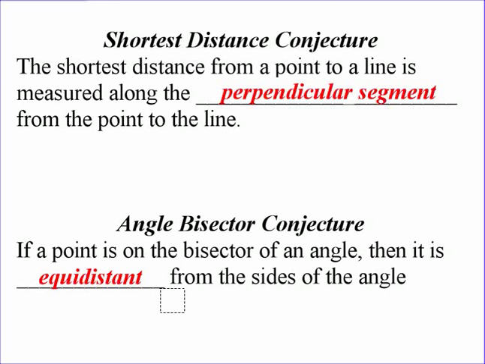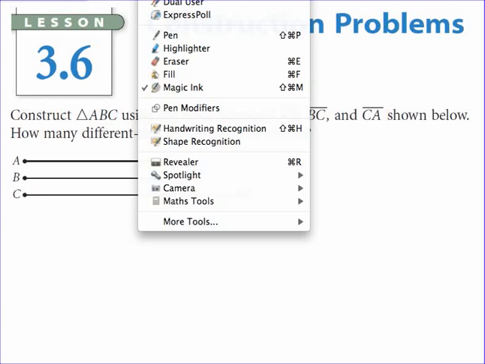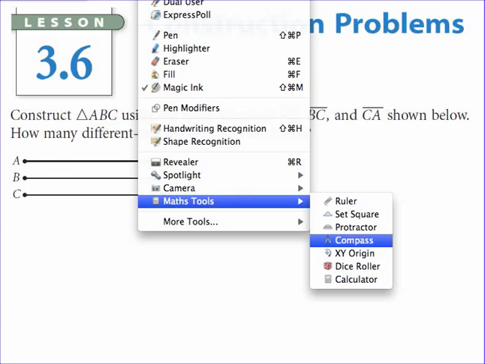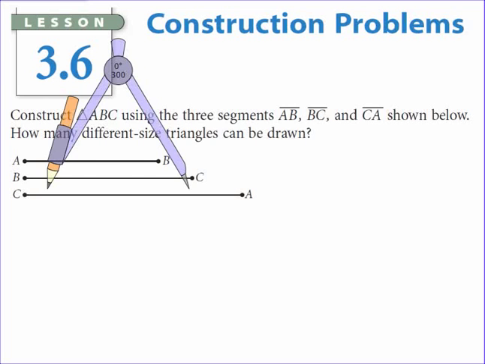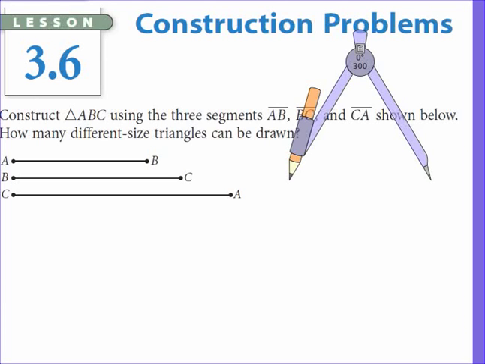So now we're going to get to section 3.6, which is on construction problems. So basically it's putting everything together. Good times. We need to construct triangle ABC using the three segments AB, BC, and CA shown below. This one actually is a fairly easy construction. So we're going to construct triangle ABC. What do you think would be a very good thing to do first?